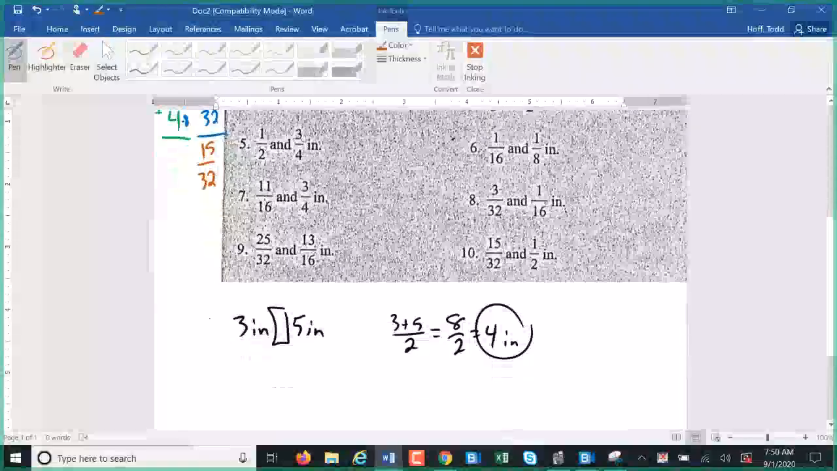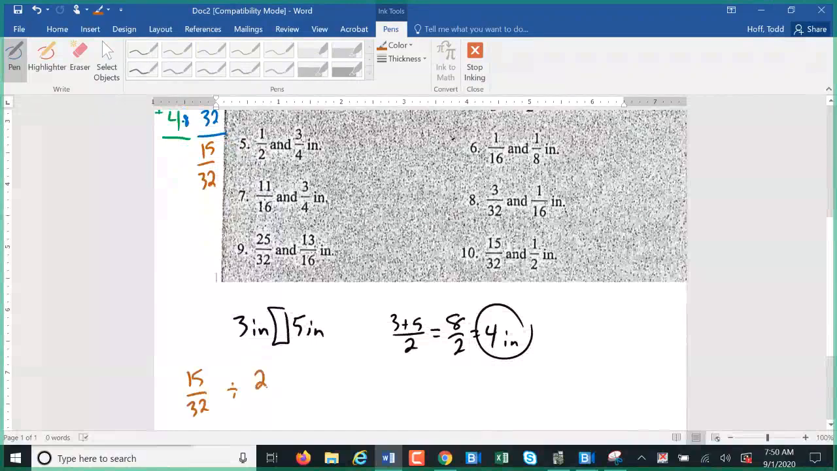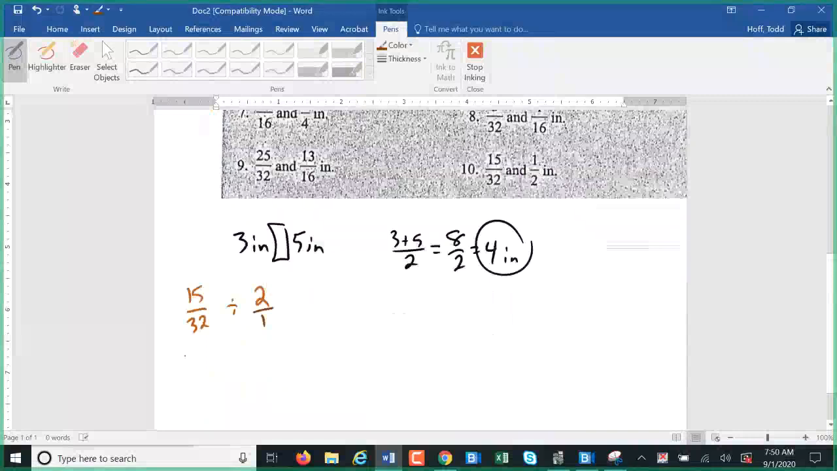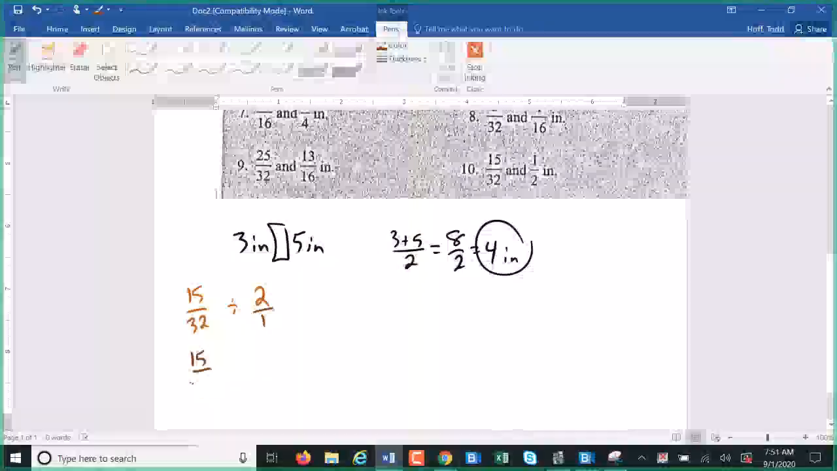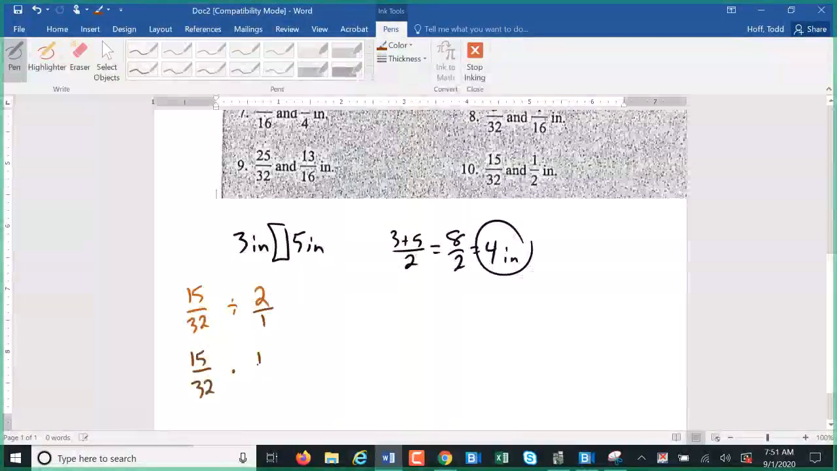If I'm going to take 15/32 and divide by 2, well, we haven't talked about this much. How do we divide a fraction by a whole number? Well, we make that whole number into a fraction by simply putting it over 1. And then we change it to multiplying by that reciprocal. So instead of dividing by 2 over 1, we multiply by 1 over 2. So 15 times 1 is 15, 32 times 2 is 64.